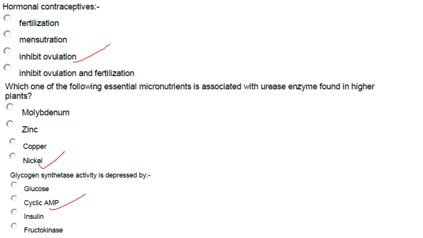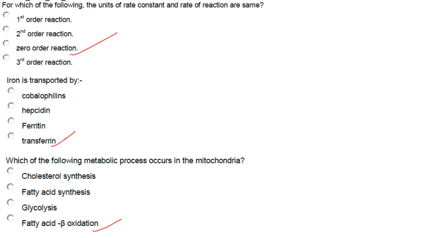Then next. Glycogen synthetase activity is depressed by cyclic AMP. Then for which of the following the units of rate constant and rate of reaction are the same? It is for zero order reaction. Then next one. Iron is transported by transferrin.